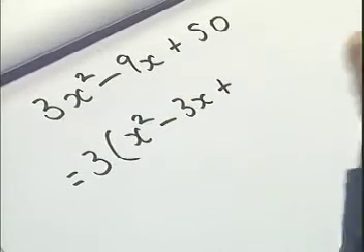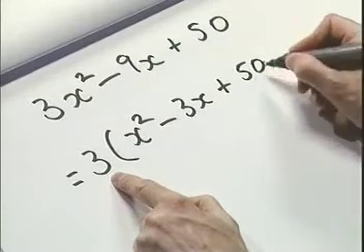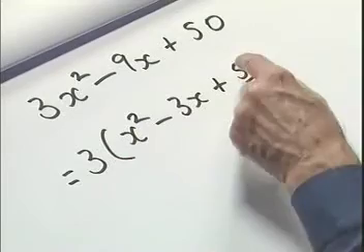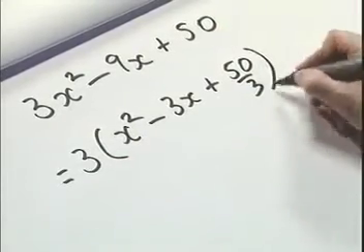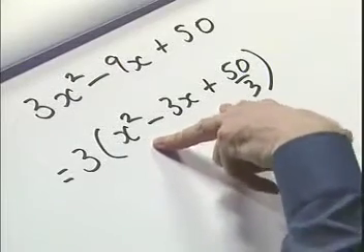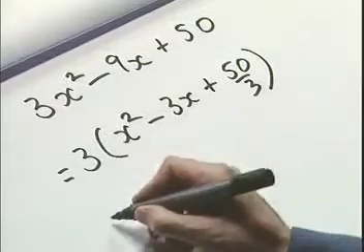Now, 50. What are we going to do with this? Well, we divide it by 3 in order that when we do the multiplication, 3 times 50 over 3 will just give us back the 50. And now we look at this thing here in the bracket, because this is now exactly the same sort of expression that we've had before.